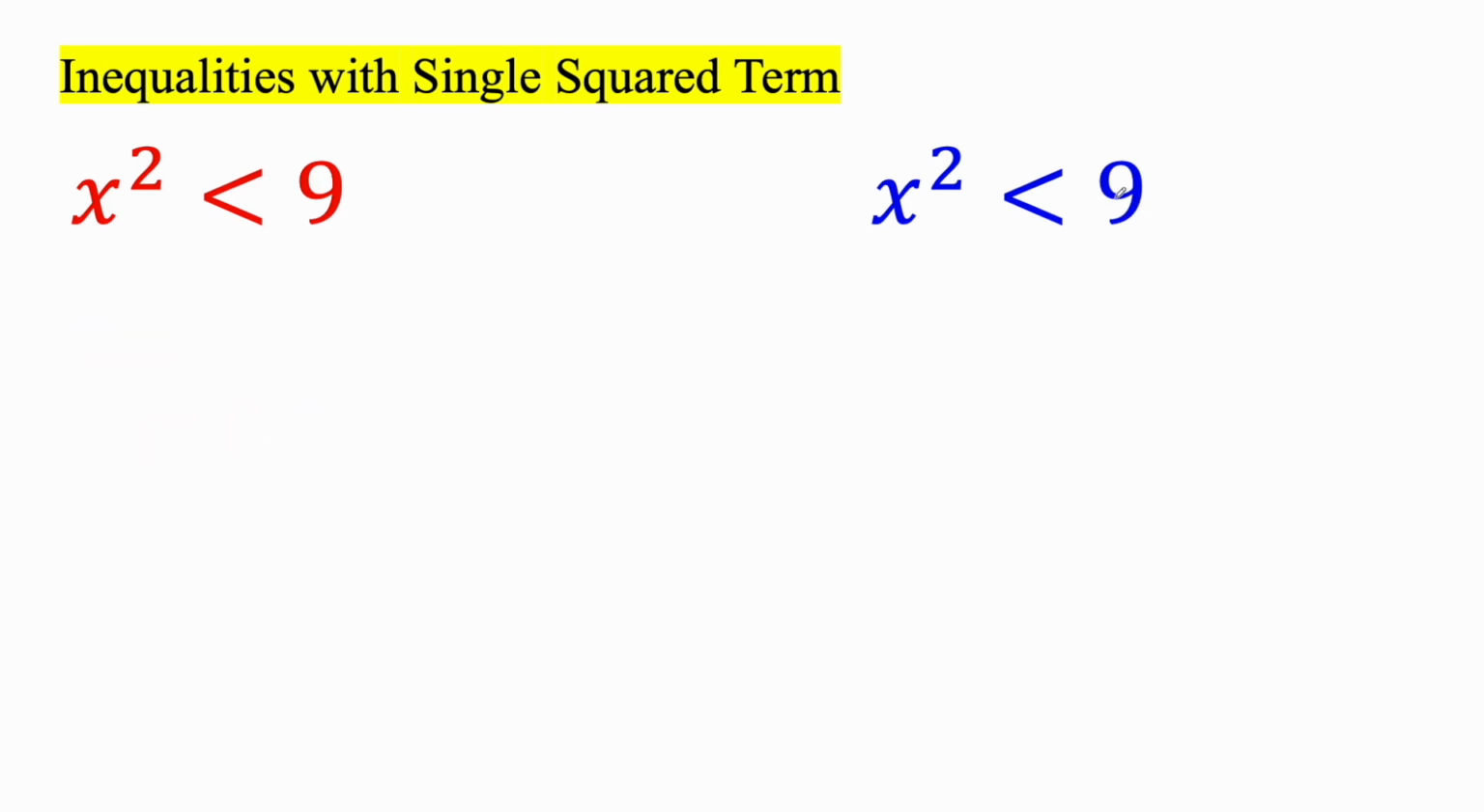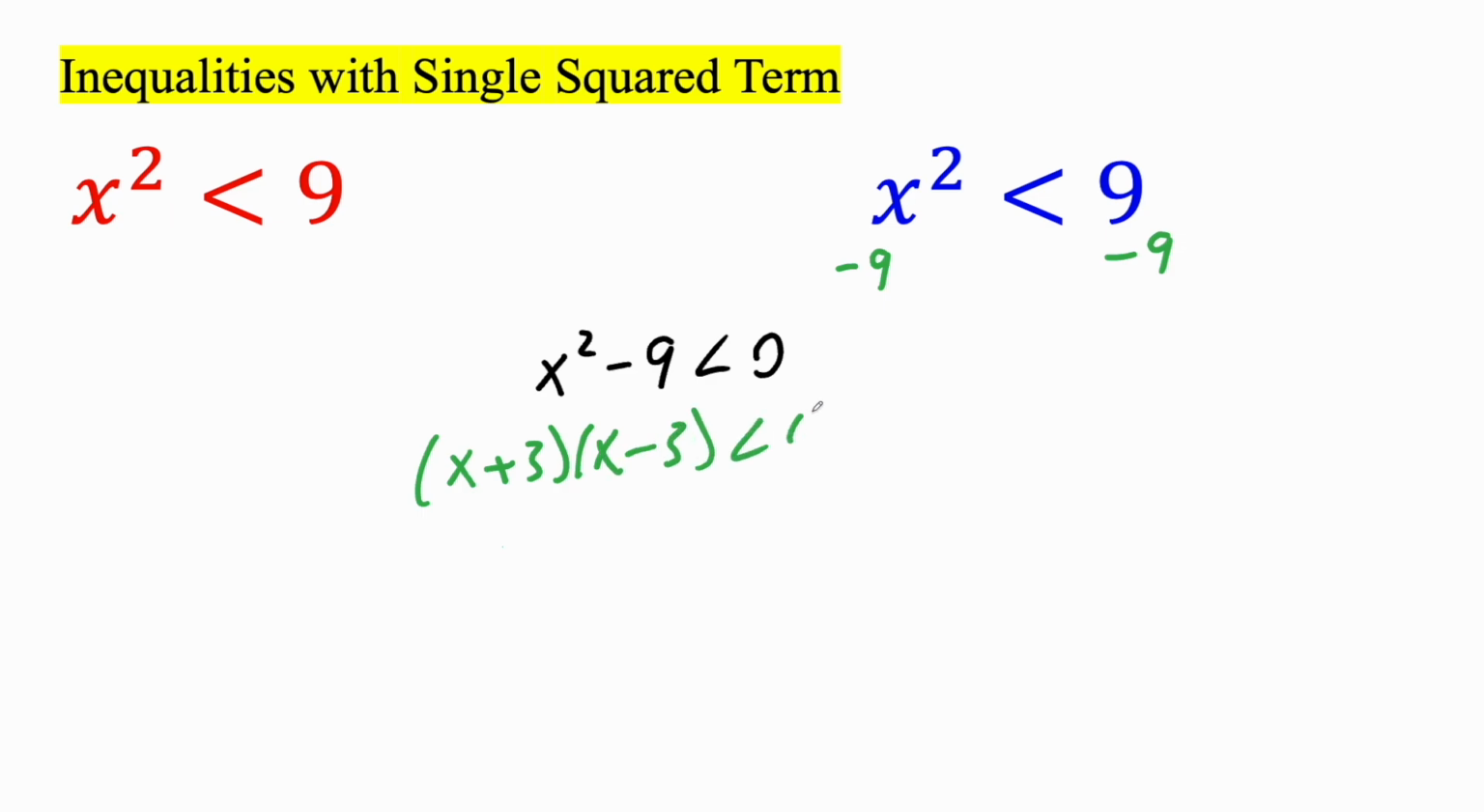Now we'll solve this problem another way, and we'll make this piece 0. So we're going to subtract 9 on both sides. And so we get x squared minus 9 is less than 0. From here we can factor this piece, and we're going to get x plus 3 and x minus 3 is less than 0. And our critical points will be x is equal to negative 3 and x is equal to 3. And so we're going to draw a quick graph. So we have negative 3 and 3.